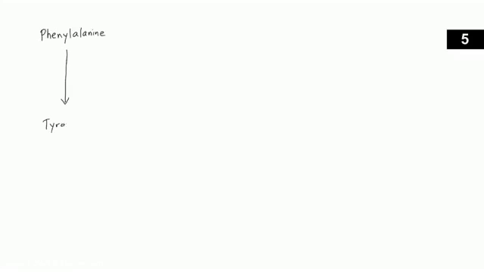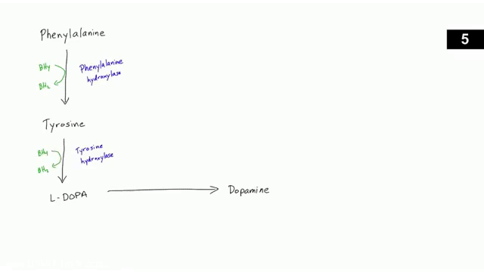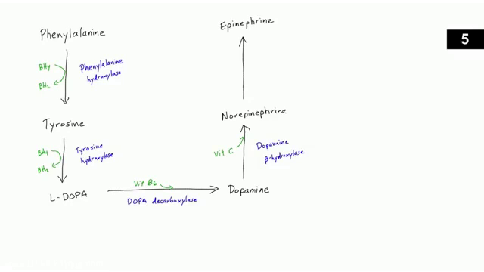Now, in your study guide, there's a place for you to write down this pathway, so let's simplify it a little bit. You start by converting phenylalanine to tyrosine using the enzyme phenylalanine hydroxylase, and the cofactor required is BH4, or tetrahydrobiopterin. Then you convert tyrosine to levodopa using the enzyme tyrosine hydroxylase and the same cofactor, BH4. Then you convert DOPA to dopamine using the enzyme DOPA decarboxylase and the cofactor vitamin B6. And then you convert dopamine to norepinephrine using the enzyme dopamine beta-hydroxylase and vitamin C as a cofactor. And then you convert norepinephrine to epinephrine. So those are the main steps of catecholamine synthesis.